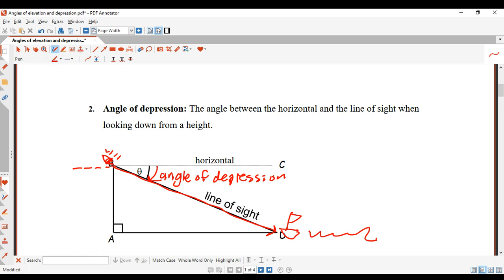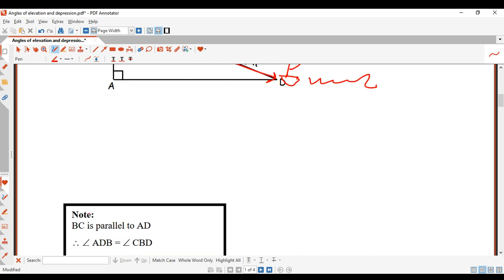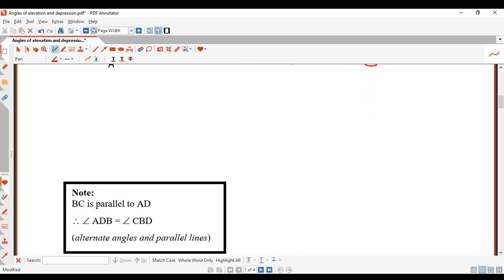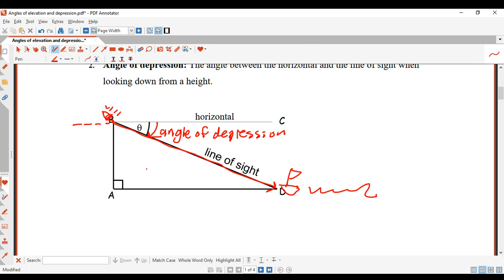Right, so the angle when you're looking down, the angle between the line of sight and the horizontal when you're looking down. Okay. Now, a couple of things to note about the angle of depression. First of all, BC is parallel to AD, and that means angle ADB equals CBD because alternate angles on parallel lines are equal. So let's have a look at why that's true.